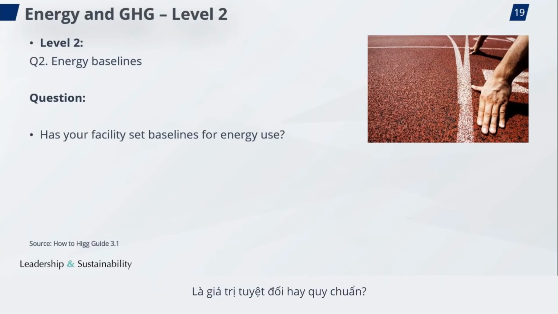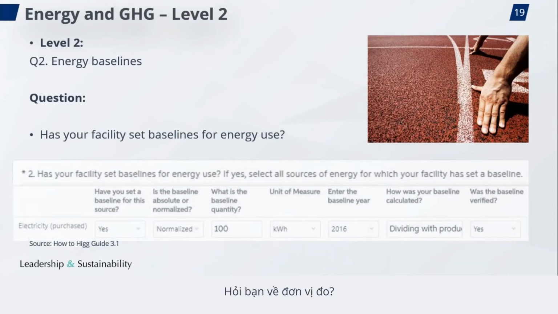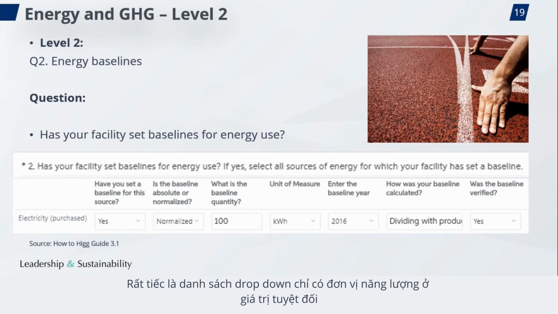Was it absolute or normalized? We will ask you about unit of measure. We will check this. The drop-down list contains units of measure only for absolute baselines, unfortunately, but you can still add normalized values and describe how the baseline was calculated. So here you can see a screenshot of what the window looks like where you can enter this information.